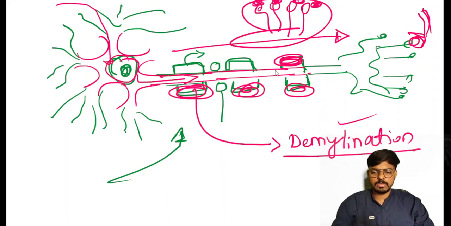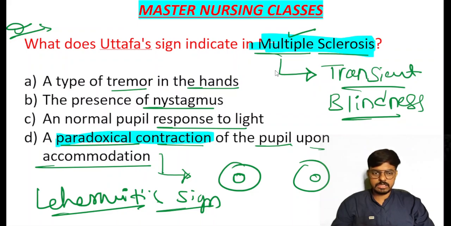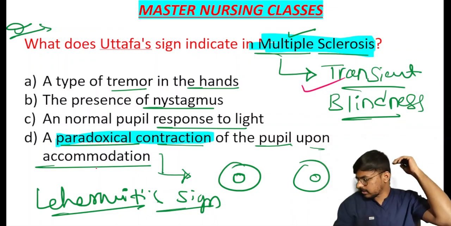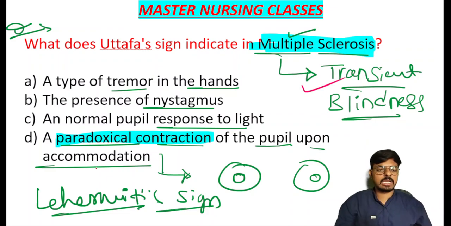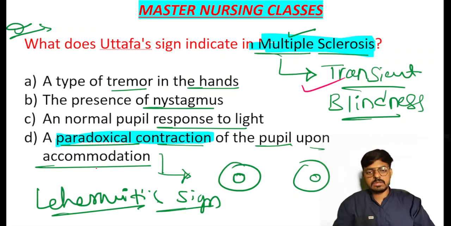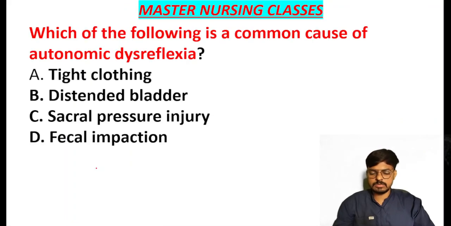Okay, so hope the concept is clear over multiple sclerosis. Multiple sclerosis, which causes transient blindness, is a classical picture. And Lhermitte's sign is the flexion of the head, which passes a current down the back of our spine. That is what we call Lhermitte's sign. Then the Uthoff sign, where some visual disturbances and transient blindness will be there in multiple sclerosis. Hope the concept is clear.